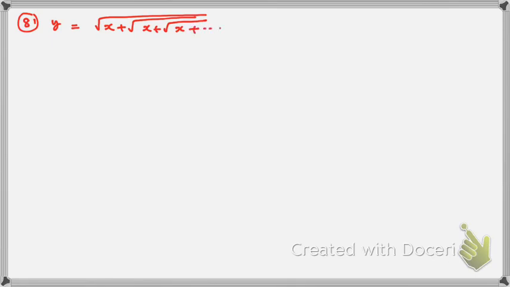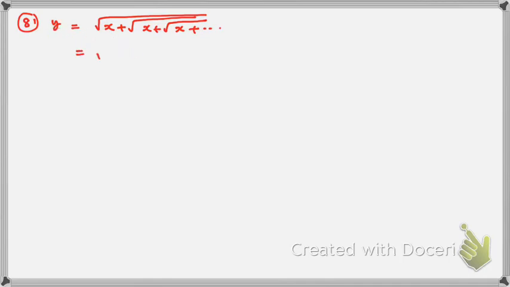So look at this question. y is equal to root of x plus root of x plus root of x plus etc. So this is an expression which goes to infinity. So I'm going to read it from the right side to the left side now. Root of x plus root of x plus root of x plus root of x plus root of x to infinity, the value is y.